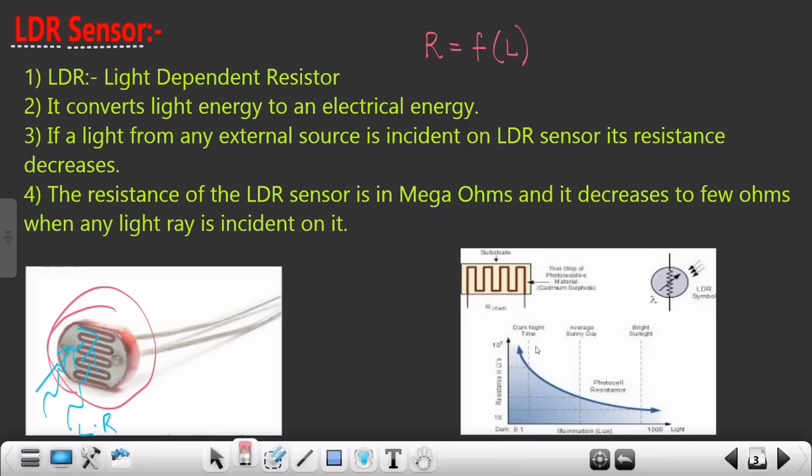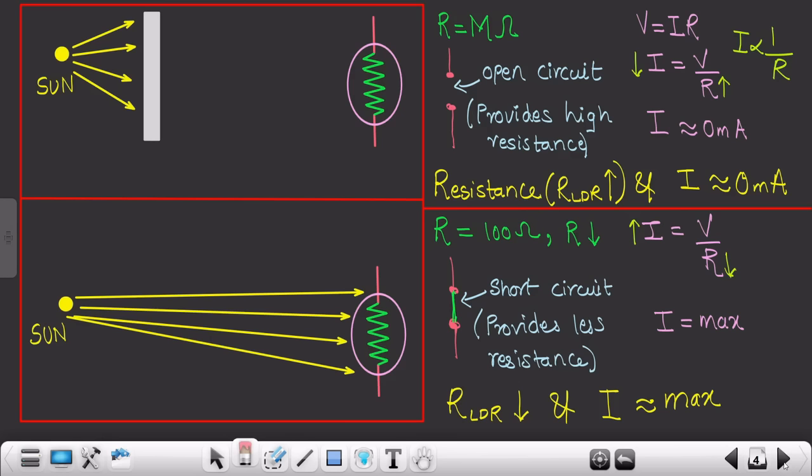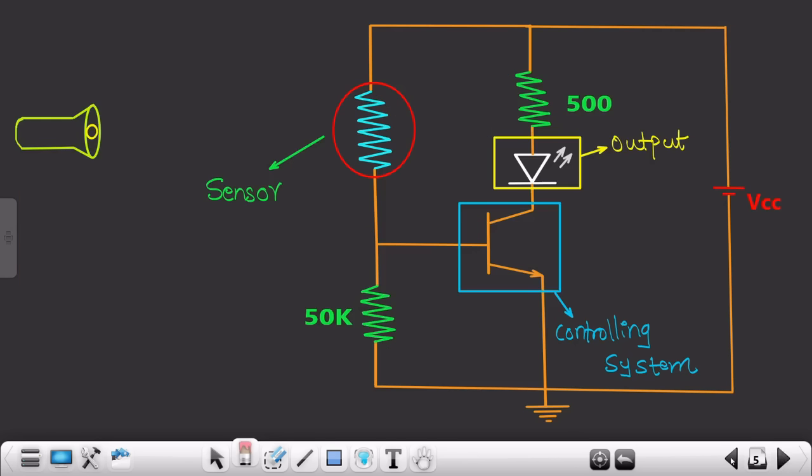As you can see with the help of this graph, as the intensity of the light falling on the LDR increases, the resistance decreases exponentially. We will see this concept of the LDR sensor in great depth when we are dealing with the sensors part. Now this is the representation of the block diagram. This is your sensor, this is your controlling system, this particular BJT, and this LED acts as the output.